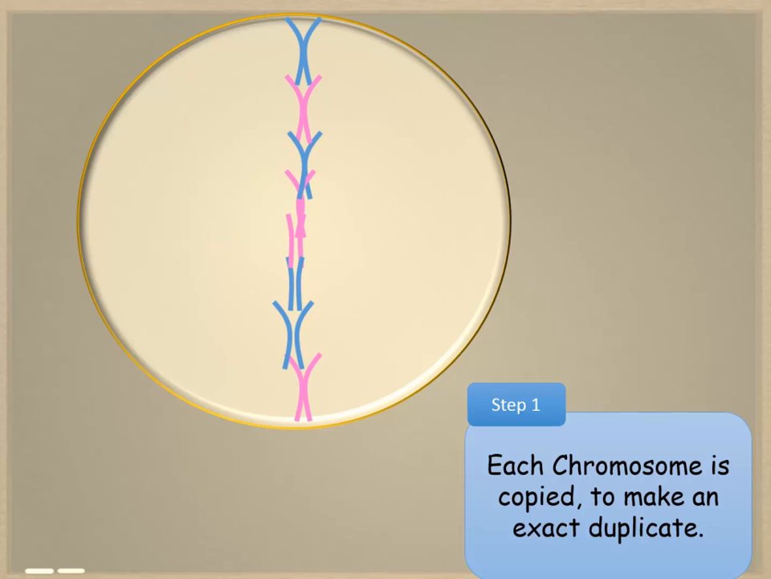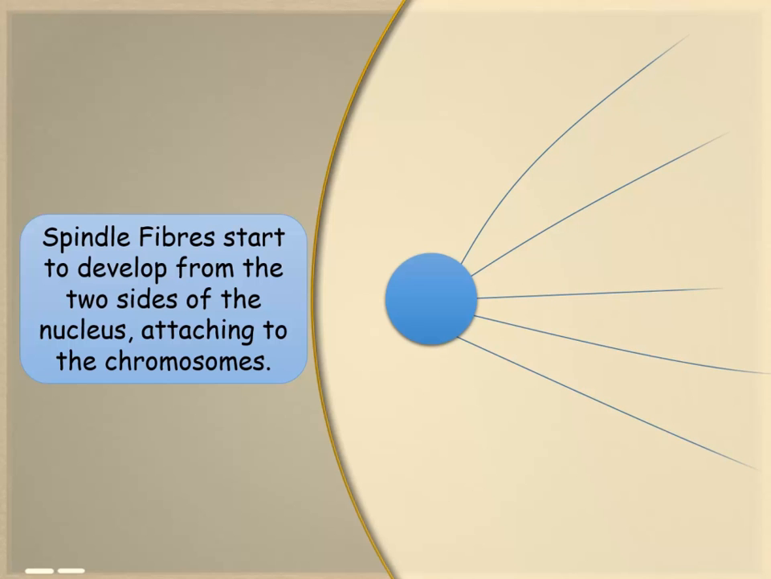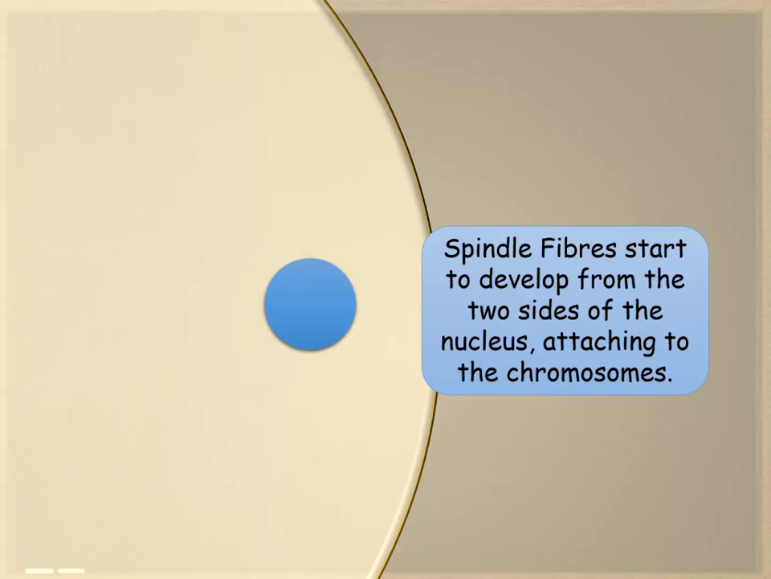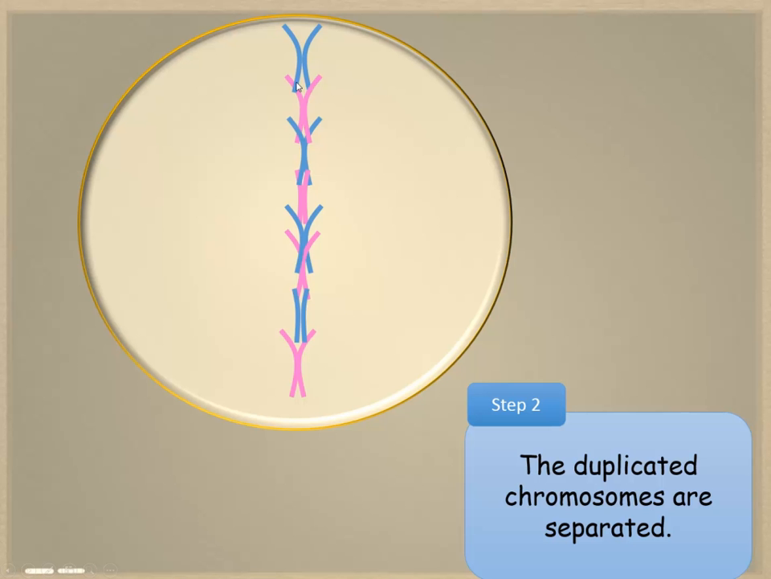Those chromosomes then align themselves down the center of the nucleus of the cell. Spindle fibers then start to develop from the two sides of the nucleus, attaching themselves to each of the chromosomes. And these fibers are going to help pull those chromosomes apart. So that happens from this side, the same process happens from the other side of the cell. There we go, those spindle fibers start to develop, attaching themselves to the chromosomes. So now the chromosomes have aligned themselves in the middle and they have spindle fibers attached. The duplicates are going to separate.